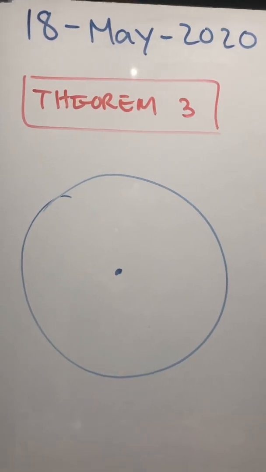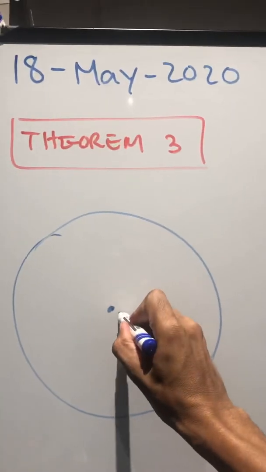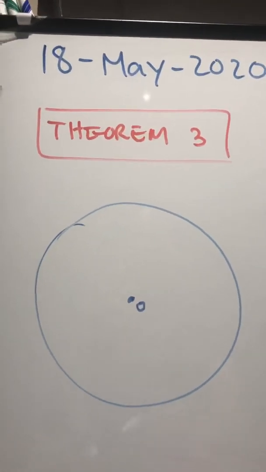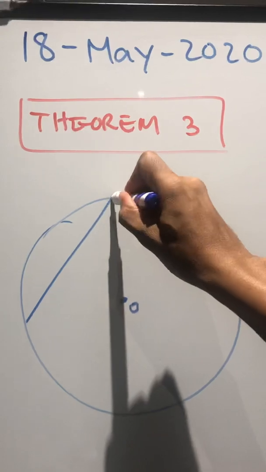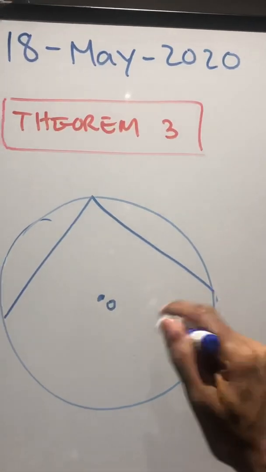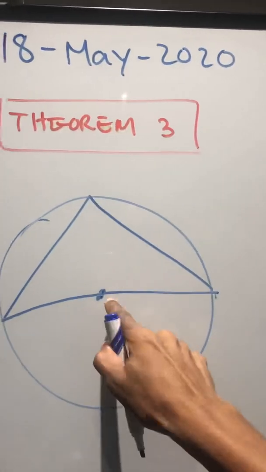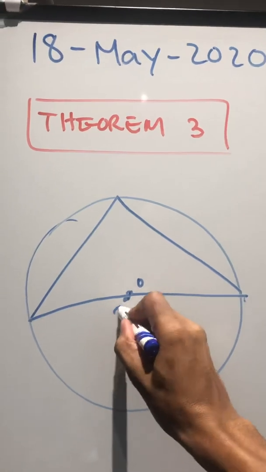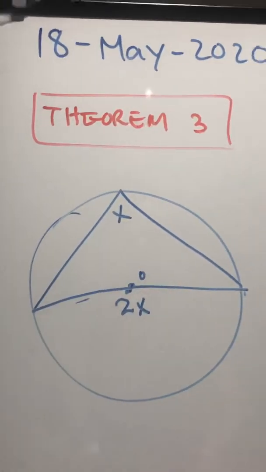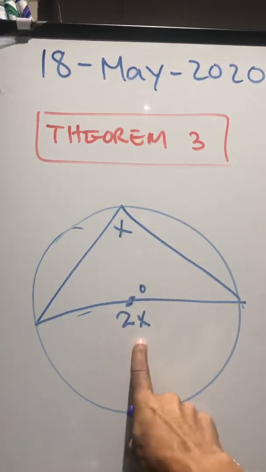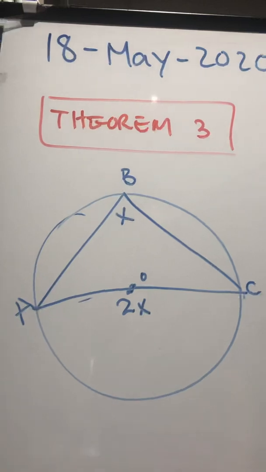So let's talk about Theorem 3. I'm starting today with just an empty circle with just a center. And I want to move with you from the start. Say we have something like that, okay? So if that is 2x, that would be x, because the angle at the center is twice the angle at the circumference. Let's call this A, B, and C.